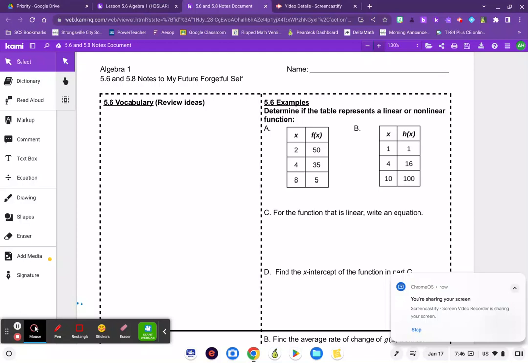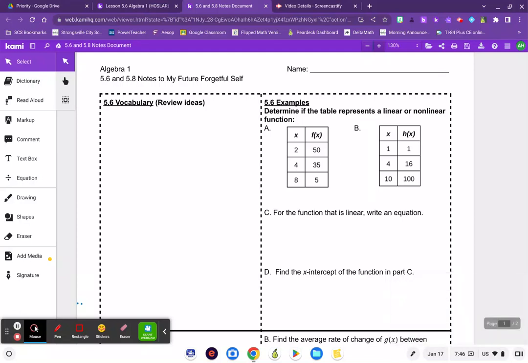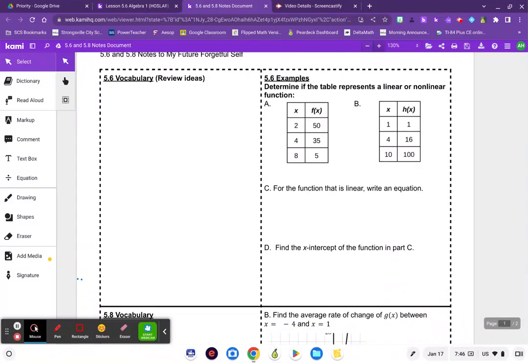Hassler here. All right, so we're going to be taking some notes on the 5-6 vocabulary. These are just review ideas. Nothing in here is really all that new, other than the idea of determining if something is linear versus not linear. And it's not really that new because we're just using slope to figure that answer out. And we've used slope before.